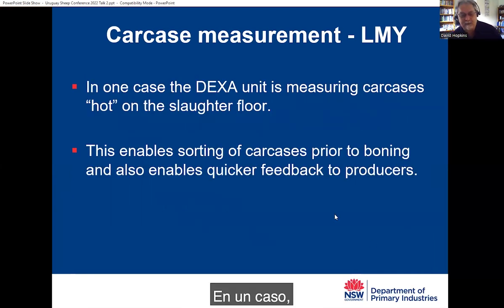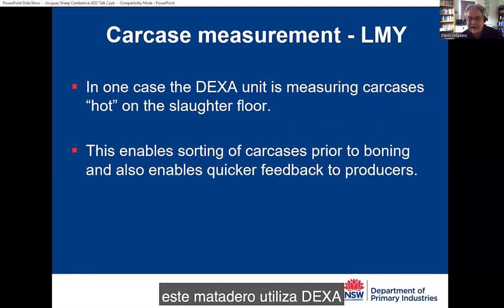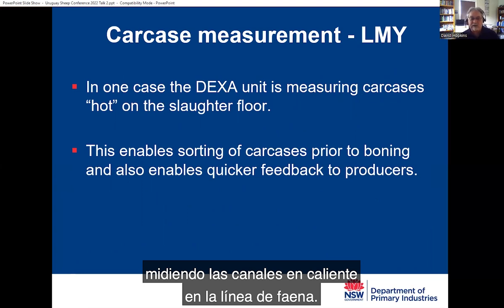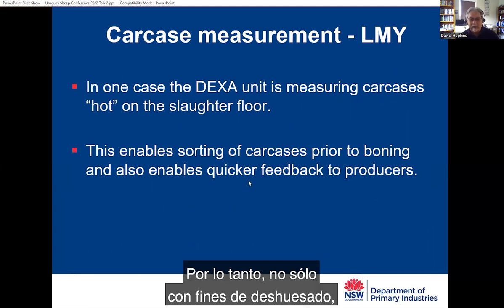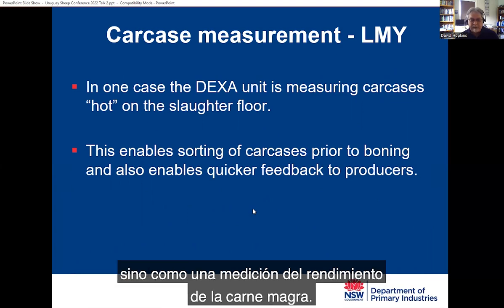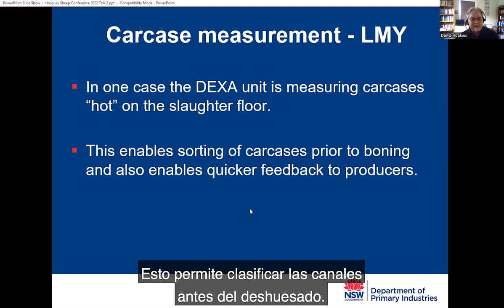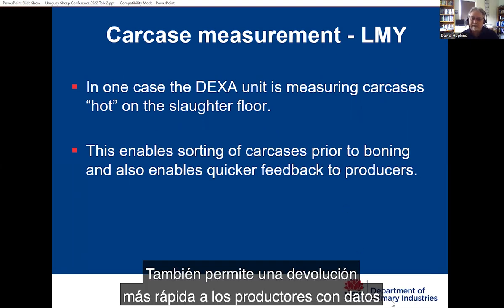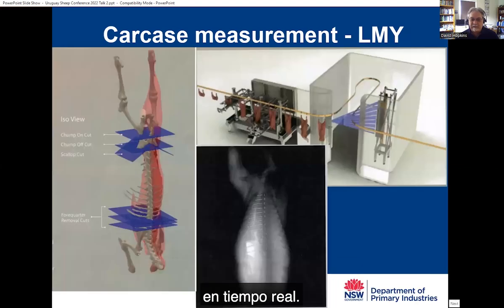In one case, there's one abattoir that's actually using the DEXA for measuring carcasses hot on the slaughter chain. So not even for boning purposes particularly, but actually just as a measurement of lean meat yield. And this enables the sorting of carcasses prior to boning. It also enables quicker feedback to producers because you get the data in real time.